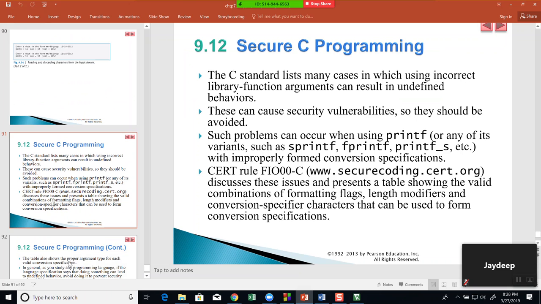Now, secure C programming. The C standard lists many cases in which using incorrect library function arguments can result in undefined behaviors. These can cause security vulnerabilities, so they should be avoided. Such problems can occur when using printf or one of its variants, such as sprintf, fprintf, printf_s, etc. The CERT rule FIO00-C discusses these issues, presents a table showing valid combinations of formatting flags, length modifiers, and conversion specifier characters that can be used to form conversion specifications.